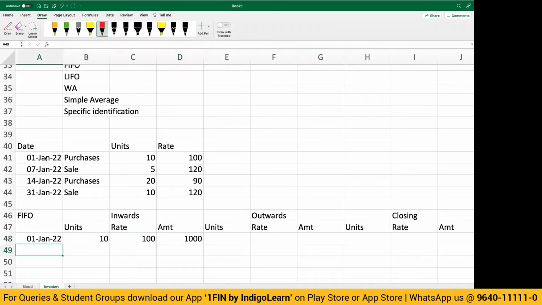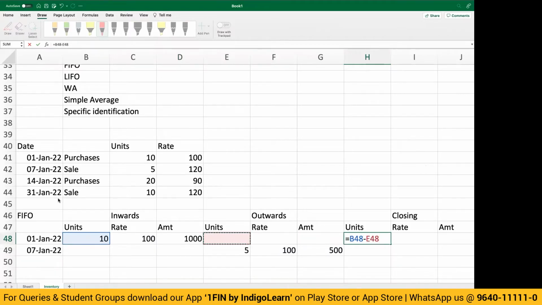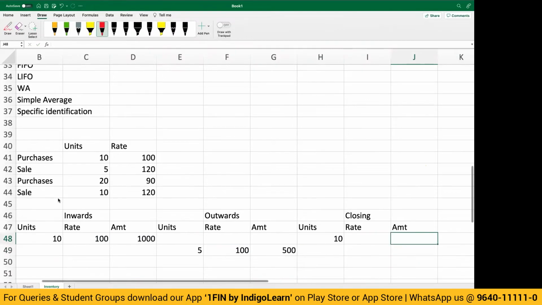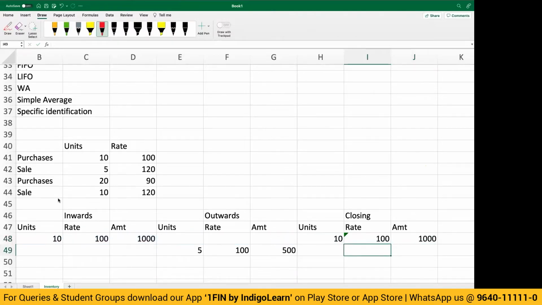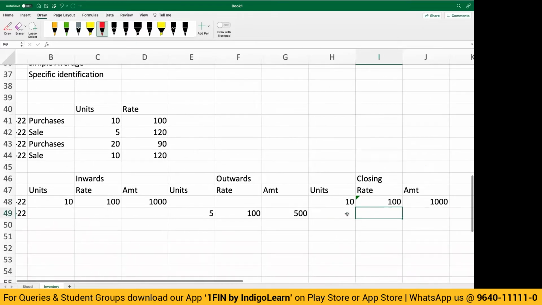Then on 7th of January, there is an outward of 5. Because we only have inward at a rate of 100, we'll consider the outward rate as 100. Amount will be 5 into 100, 500. Closing balance is nothing but opening balance, no opening balance, so purchases minus outwards. After the first issue of 5 units, closing balance will be 5 units, because 10 minus 5, at the rate of 100.